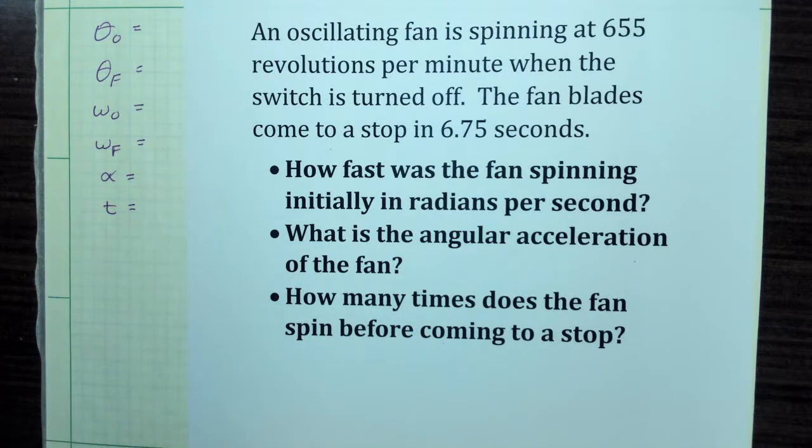This video illustrates the problem-solving procedure for a problem in the kinematics of a rotating object. And we will see that the process is very similar to the process we developed for an object in translational motion. The problem says, an oscillating fan is spinning at 655 revolutions per minute when the switch is turned off. The fan blades come to a stop in 6.75 seconds. And we're asked a number of questions about the situation.